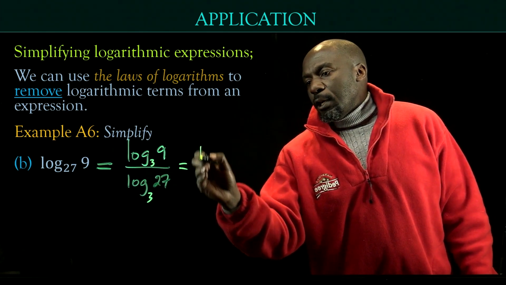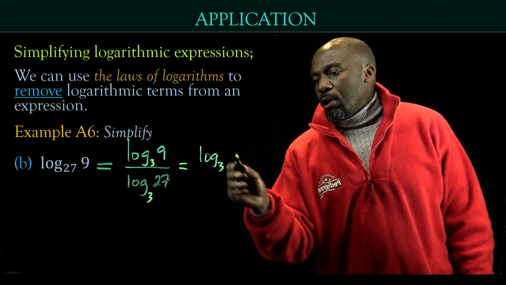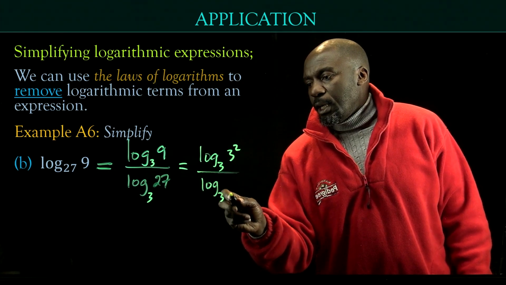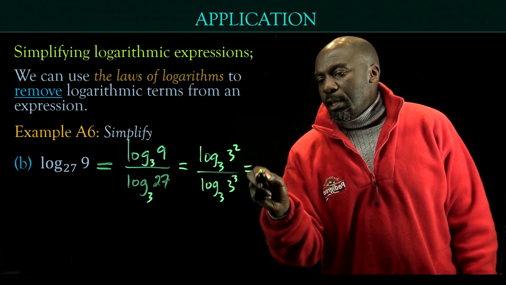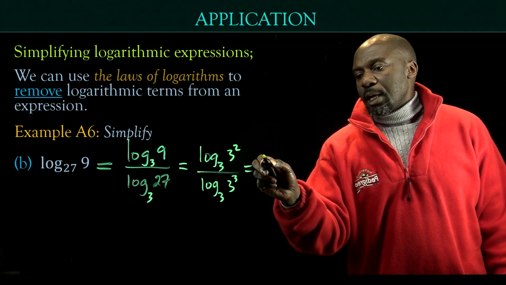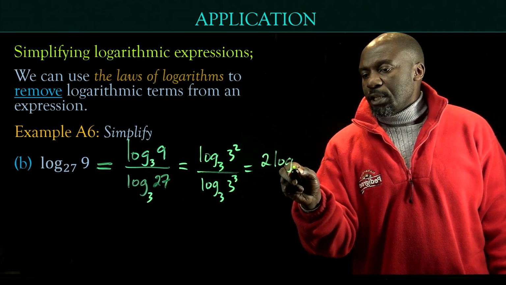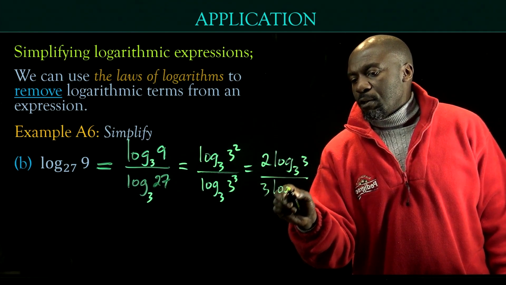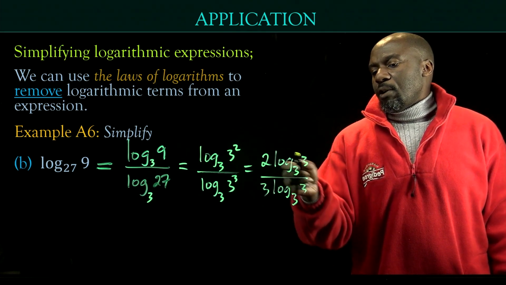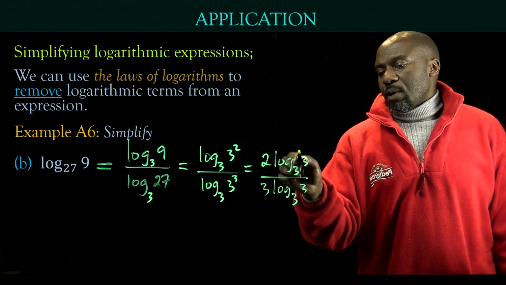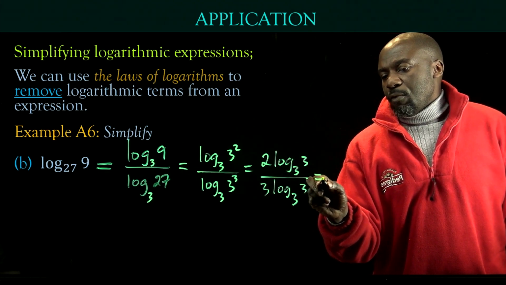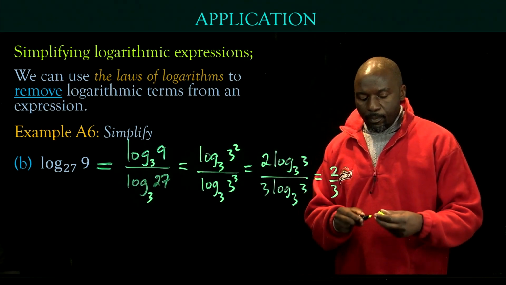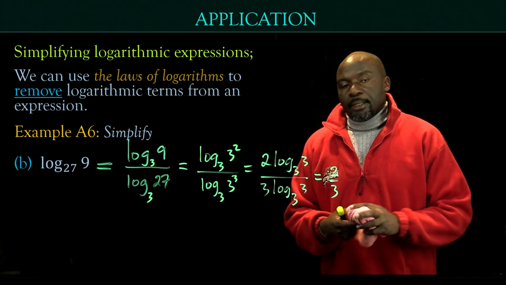So this is of course log to base 3 of 3 squared over log to base 3 of 3 cubed. And this becomes, by law number 3, 2 log to base 3 of 3, everything divided by 3 log to base 3 of 3. And log to base 3 of 3 is 1, so you can cancel those, and I end up with 2 over 3. So the answer to this question is 2/3, like that. Yeah. Let's see another one.